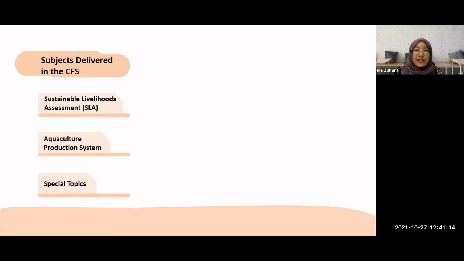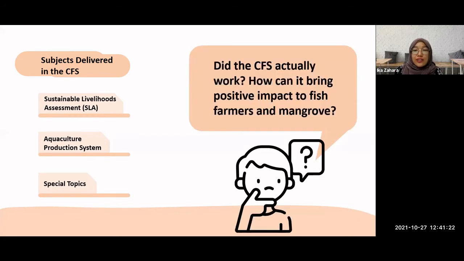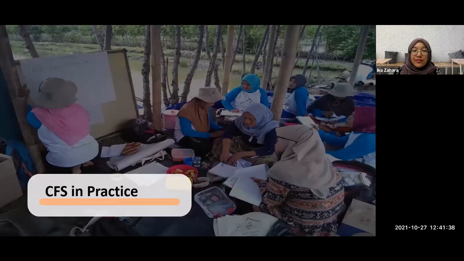And after listening about the CFS framework and subjects delivered in the CFS, of course, the next question is, does the CFS actually work? And how did it bring positive impact to fish farmers and mangroves? So, CFS in practice. Actually, this part will be delivered by my colleague Ratna, because she will present how the CFS was going. This is the picture of women farmers participating in the CFS program, where they have to identify their problems and solutions related to the fish ponds they have.